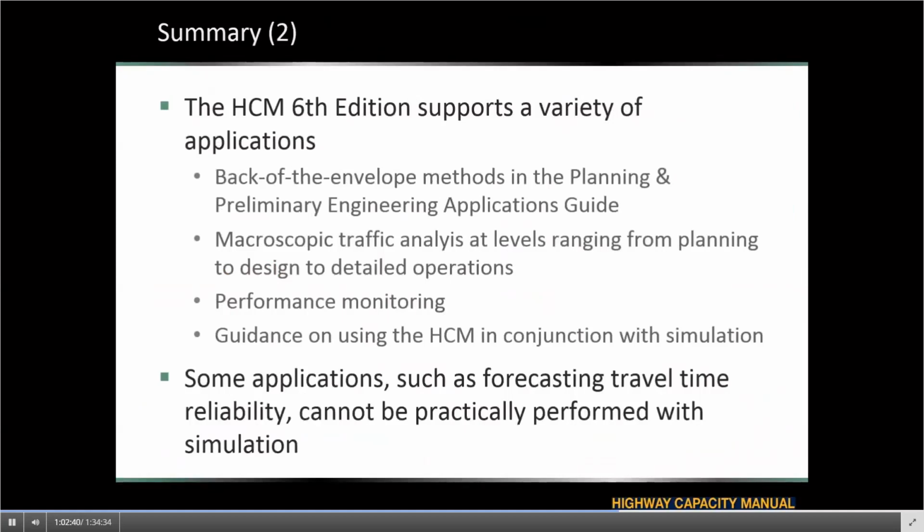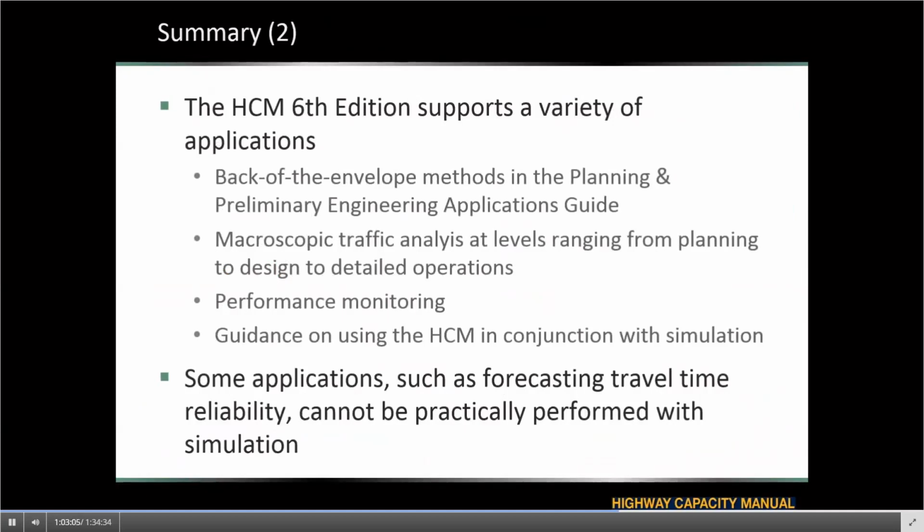The HCM really supports a variety of applications. I mentioned and emphasized the back-of-the-envelope methods that are in the PPEAG, the Planning and Preliminary Engineering Applications Guide, really pen, pencil, calculator methods that any analyst can use, that lend themselves ideally to teaching methods in a university environment, but are also available just for gut feeling and fact checks.